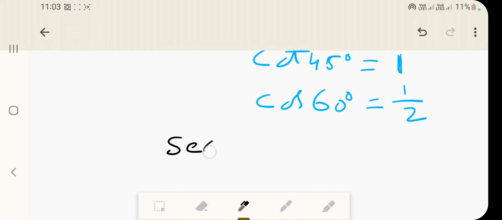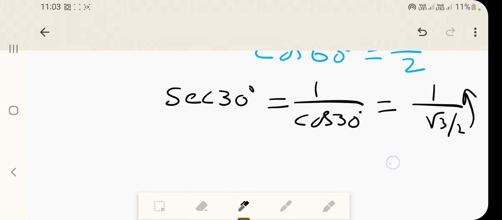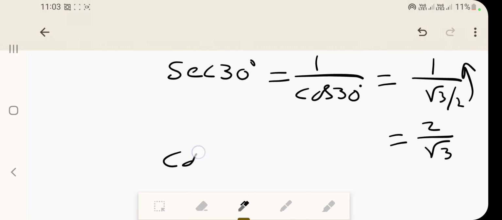Whenever secant comes, it is nothing but 1 by cos. And we know that cos 30 is root 3 by 2. Now this 2 goes in the numerator, we get 2 by root 3. Okay, that is secant 30. Now we have another value which we have to calculate in the given problem.